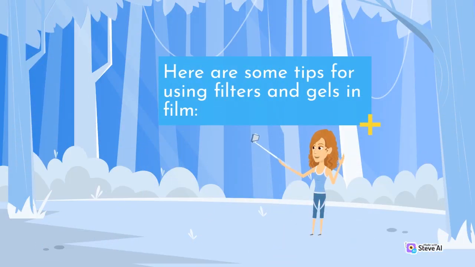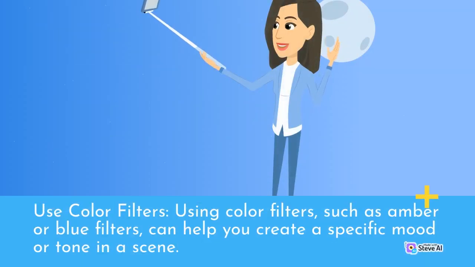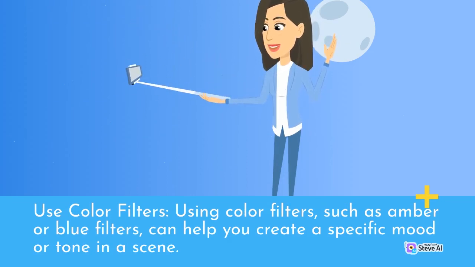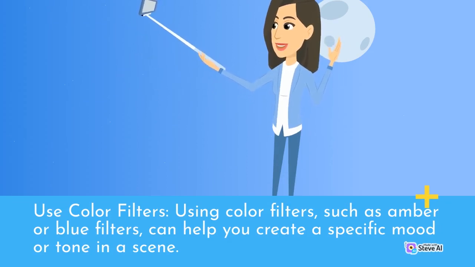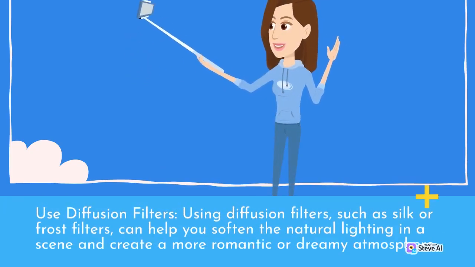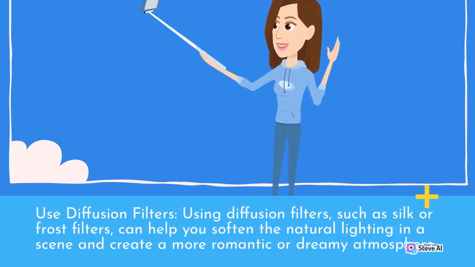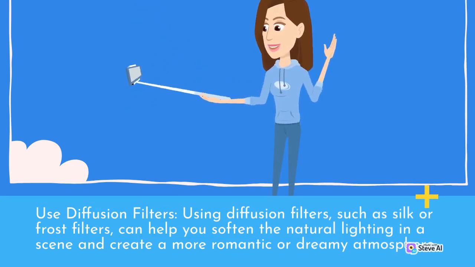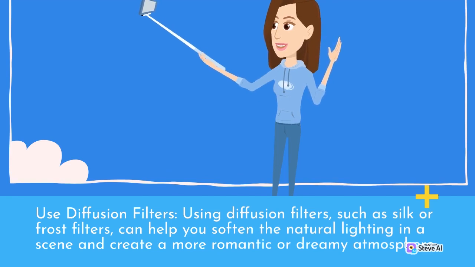Here are some tips for using filters and gels in film. Use color filters. Using color filters, such as amber or blue filters, can help you create a specific mood or tone in a scene. Use diffusion filters. Using diffusion filters, such as silk or frost filters, can help you soften the natural lighting in a scene and create a more romantic or dreamy atmosphere.